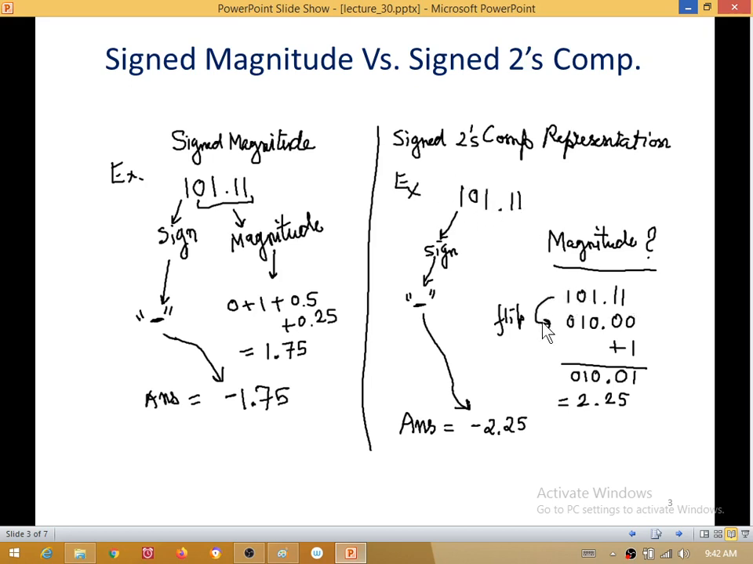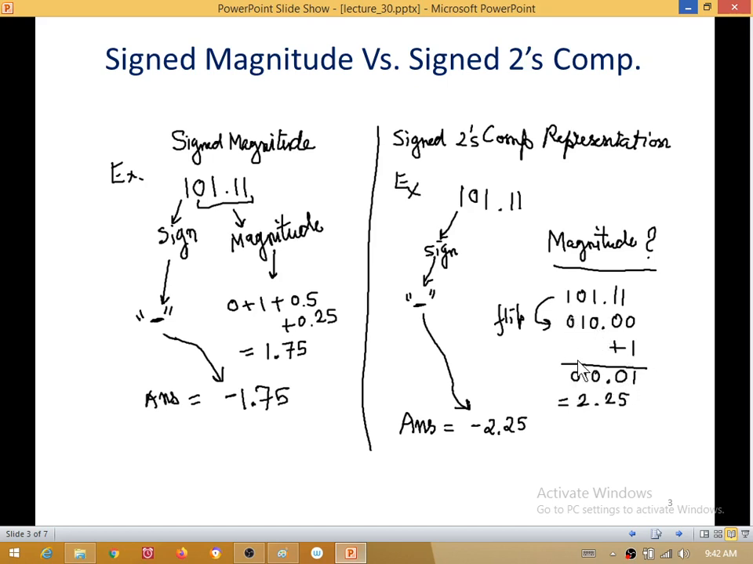You take 1's complement of it, meaning you flip all the bits. So now if I flip all the bits, you are going to get 010.00. You are flipping each and every bit here. Plus you add a 1 to it. You are adding a 1 in the LSB position. Remember that. You are not adding a 1 at this stage. You are adding a 1 at the least significant bit position. If I do that, then obviously 0 plus 1 gives me a 1. 0, you get a 0, you get a 1, you get a 0.